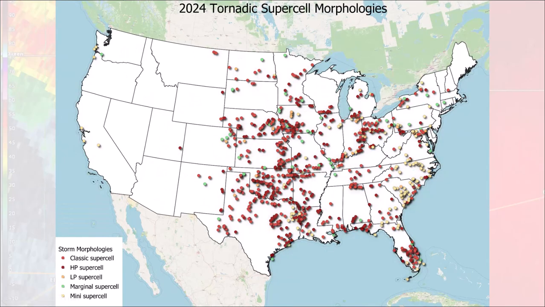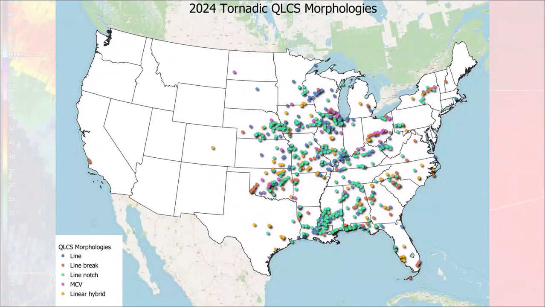So here's the same plot, just for the supercell submorphologies. Like I highlighted, there's a bunch of mini supercells, basically storms that I found didn't have tops higher than 30,000 feet. You get more of the HP supercells with those darker hues of red. Essentially, they're just really precip-filled RFDs. And then we also get more of the classic and then LP supercells as we go further west with the decrease in moisture.